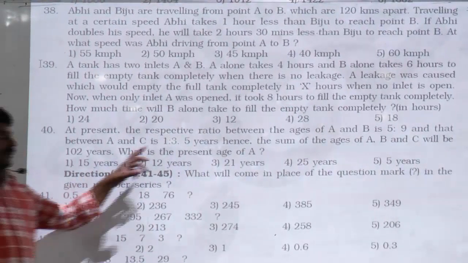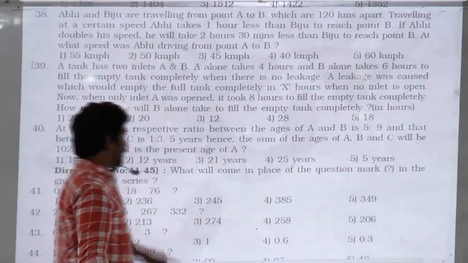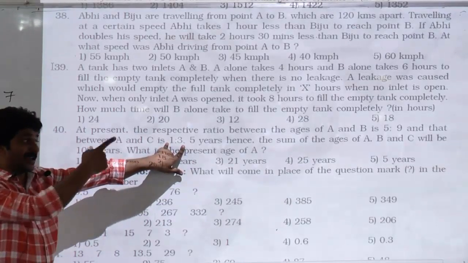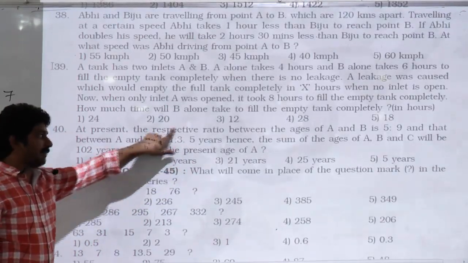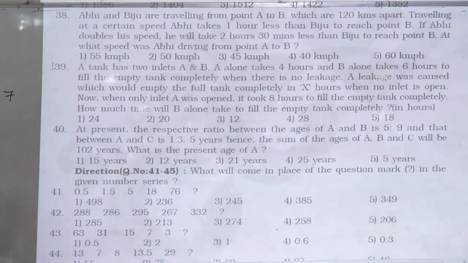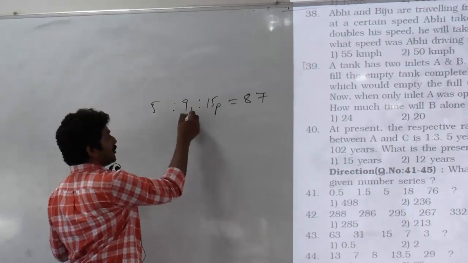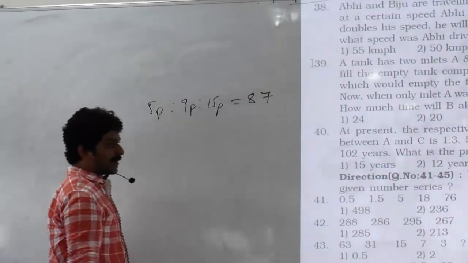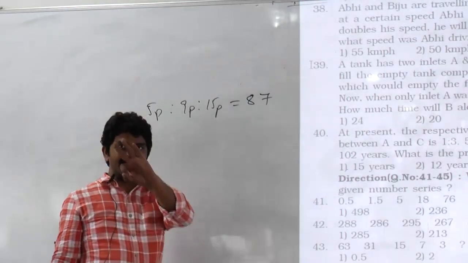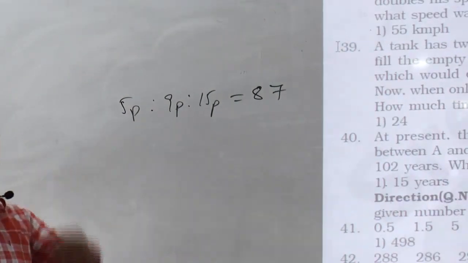And here, A and B's ages ratio is 5:9, and here we have 1:3. Who is common? A. And there A is 5 parts, and here it is 1 part. So let me multiply this ratio with 5. So then it becomes 5:9:15. So 5 parts, 9 parts, 15 parts. Total 29 parts. 29 how many times is 87? 3 times. What is your question? Age of A, 5 parts. 5 times 3 is 15.